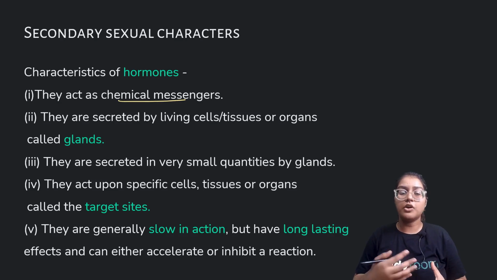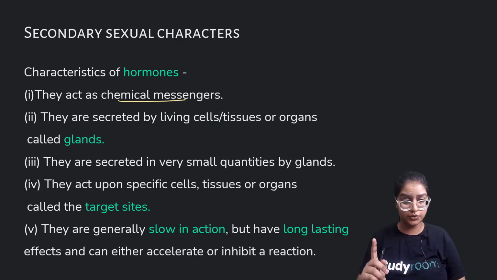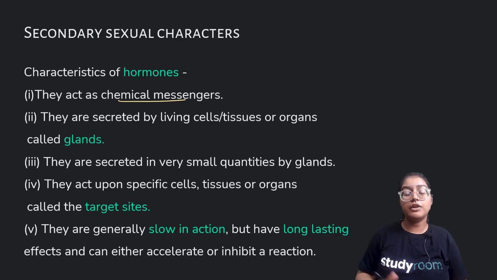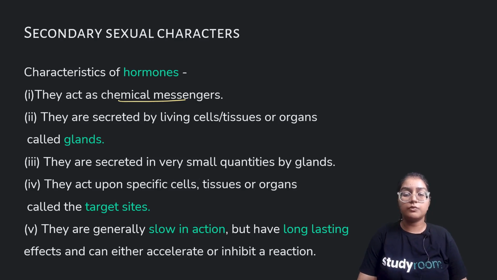So this was all about hormones, different sorts of hormones. Majorly we learned about testosterone and estrogen. In the upcoming video, we'll be learning about the different sorts of glands which control the hormones. So this was about hormones and secondary sexual characters.